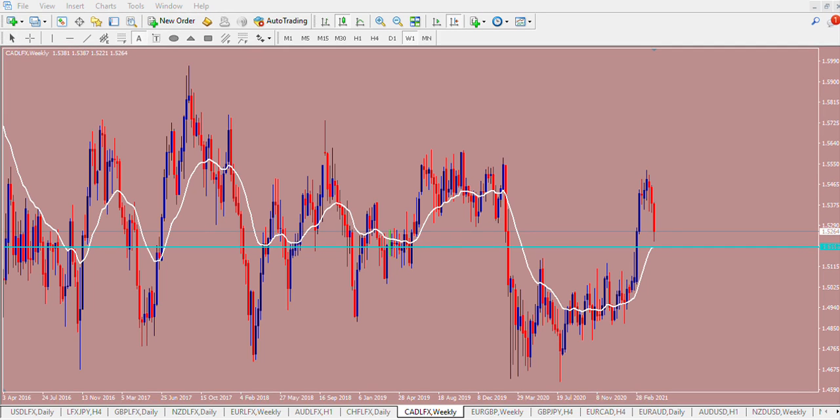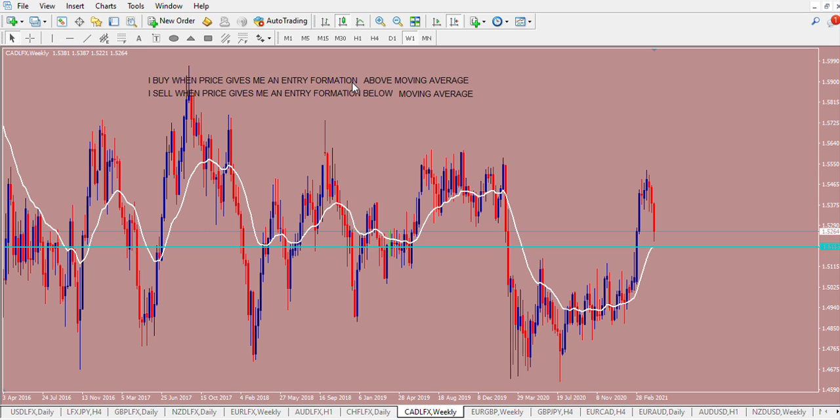Let me write it down. I buy when price gives me an entry formation above moving average, and I sell when price gives me an entry formation below moving average. Now this is it. This is what I do.